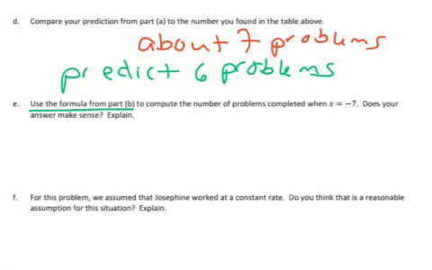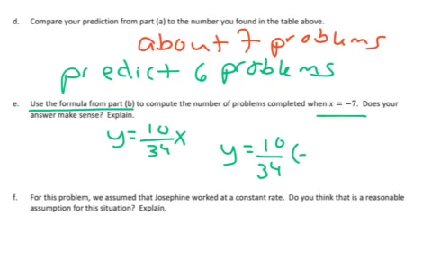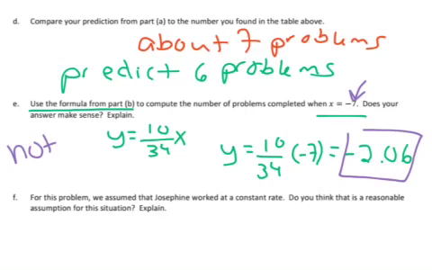Now it says to use the formula and plug in x is negative 7. So here was our formula, y equals 10 over 34x. Y equals 10 over 34 times negative 7. In my calculator, I would get roughly negative 2.06. Does this make sense? Explain. Absolutely not. Because first of all, you can't have a negative amount of time, and you cannot have a negative amount of problems completed. So once you get answers, make sure they make sense in that situation.